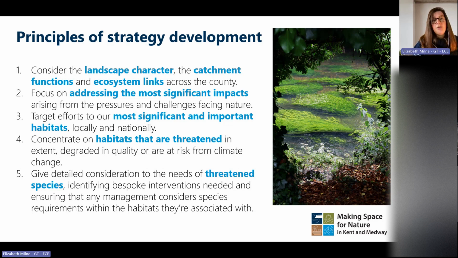We wouldn't just look to concentrate on the habitats that were threatened, we also looked at habitats that were degraded in quality and also those that were at risk from a changing climate. And alongside all the habitat considerations, we also wanted to make sure that the needs of threatened species were also considered, and making sure that the interventions that exist between habitats and species and the codependency really were thought about during the development of the strategy.